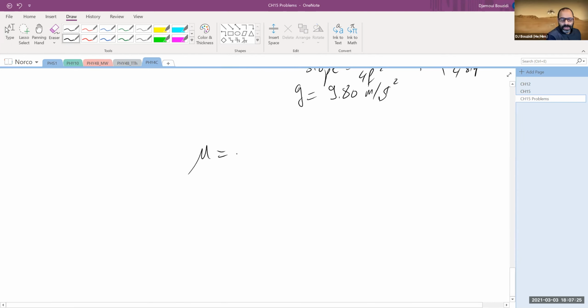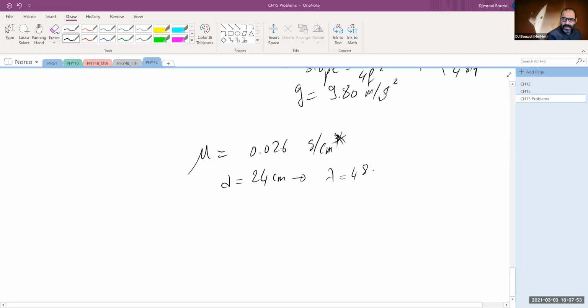For mu equals 0.026 grams per centimeter. In this problem, it's per centimeter only, it's a linear mass, per unit length, not per unit volume. So this is mu, okay? And we want the distance between node to node to be 24 centimeters, meaning lambda to be 48 centimeters, because lambda is 2D, okay?